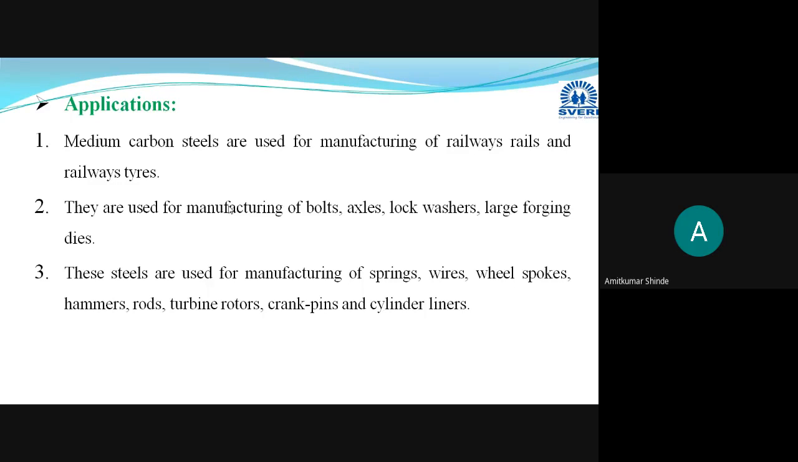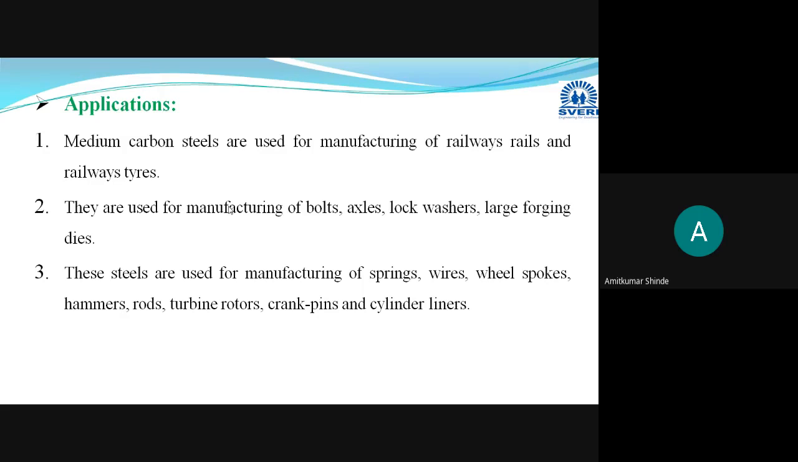Then these are some common applications for medium carbon steel and high carbon steels: different kinds of springs, hammers, rods, depending on the strength required. We can make them from either medium carbon steel, or you can go for the high carbon steel if you need very high strength, for manufacturing hammers and different kinds of springs. And if you require somewhat lower strength, then you can use the medium carbon steels here.